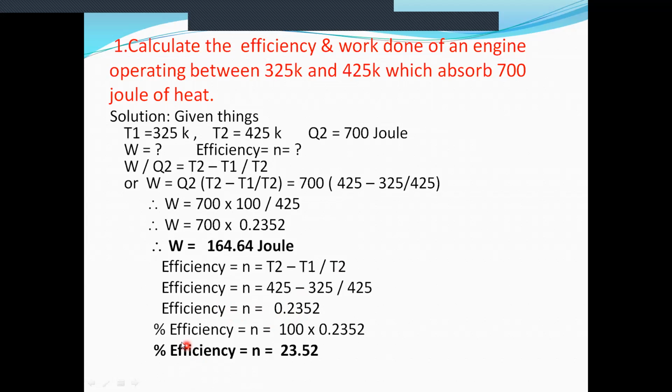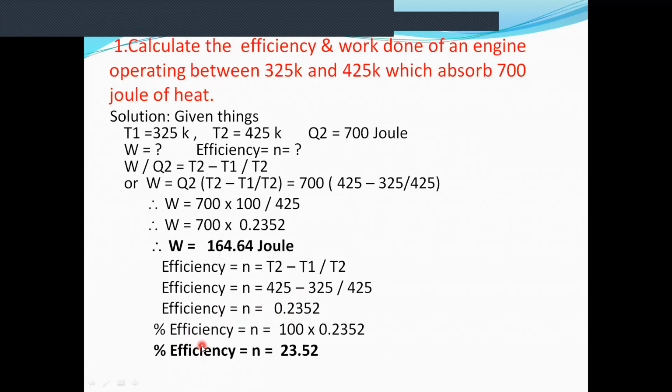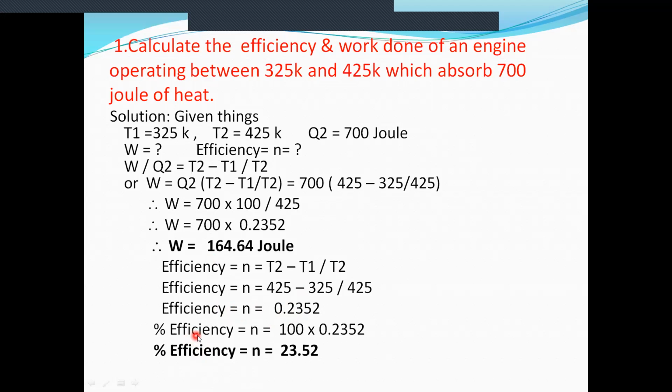Now sometimes percentage efficiency is asked in the examination. Here it is not asked, but I am showing how to calculate the percentage efficiency. Percentage means we have to multiply by 100. So percentage efficiency is equal to 100 into this efficiency 0.2352. If we multiply 0.2352 by 100, it becomes 23.52%. So this is the percentage efficiency.